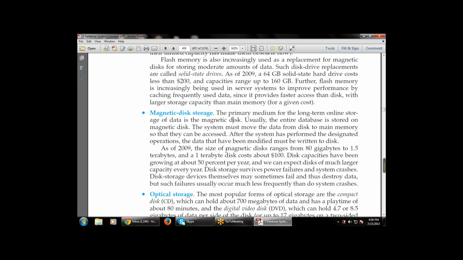The system must move the data from the disk to the main memory so that they can be accessed for processing. So first it is stored on the magnetic disk, then it moves to the main memory, where it can be accessed. After the system has performed the designated operations, the data that have been modified must be written back to the disk.